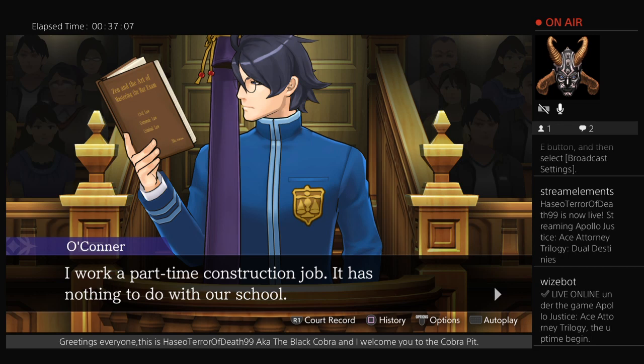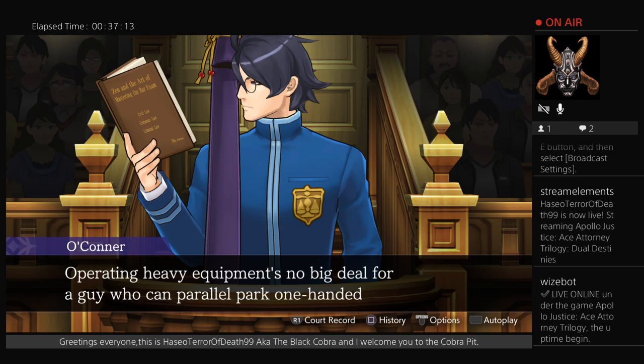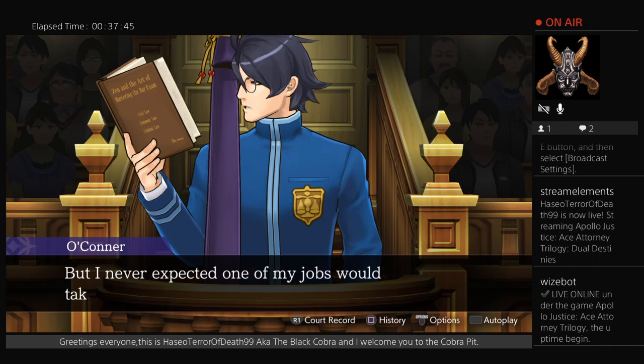I work a part-time construction job. It has nothing to do with our school. Operating heavy equipment, no big deal for a guy who can parallel park one-handed. I used to do this kind of work myself before I got injured. I actually did repair and renovation work. And no, I'm not joking either. And I never expected one of my jobs would take me to my own school.